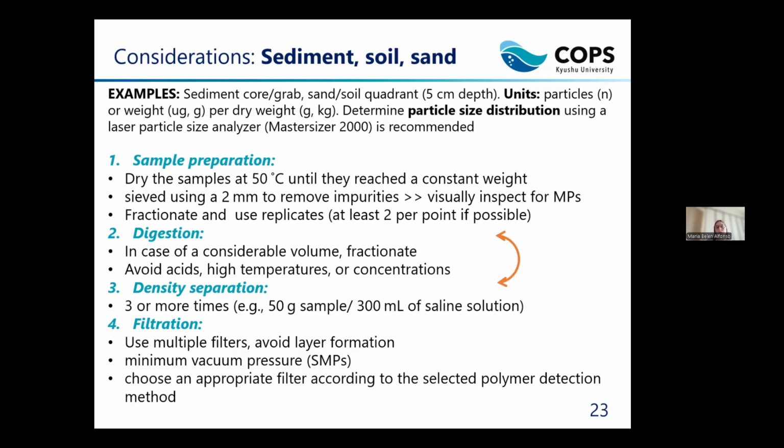Sometimes in the papers, you will read that people choose to do density separation before digestion, but I don't recommend this because some plastic particles might have biofilm on them that makes the density increase. So if you do density separation first, you might lose some of these plastic particles at the bottom, and if you do the digestion after that, you might underestimate. So it's better to use digestion, remove any organic content, and then do density separation.